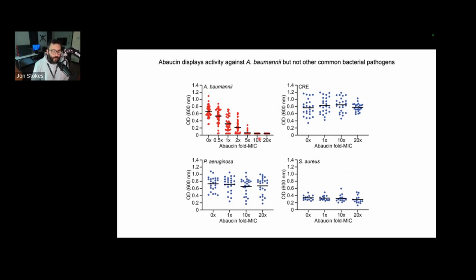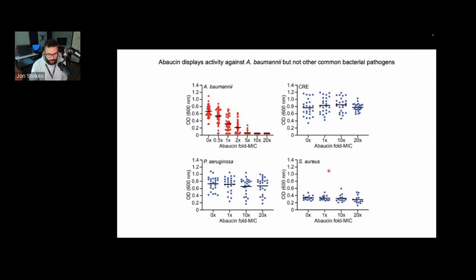And what we see is that as you increase the concentration of Abicin, we are able to inhibit the growth of every clinical isolate of Acinetobacter in our panel. However, when we look at our clinical panel of carbapenem-resistant Enterobacteriaceae, Pseudomonas, and Staph, this molecule doesn't work, suggesting that it was specific to Acinetobacter. And indeed, when we performed an experiment in parallel with this, testing Acinetobacter against a panel of human commensal isolates, it did not display activity. So we had this narrow spectrum molecule that worked against Acinetobacter, and that was really interesting.